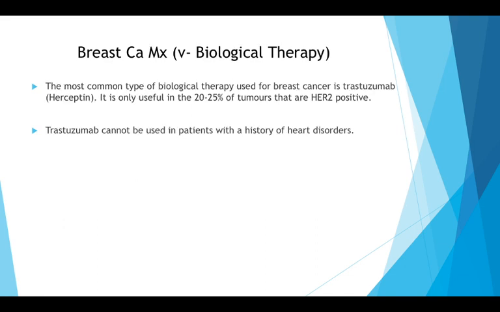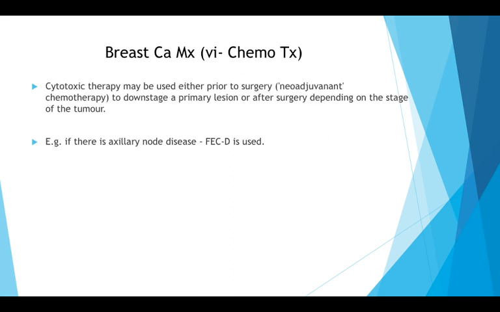And in terms of biological therapies, one common one is trastuzumab, which is often used in those with HER2-positive breast cancers. However, trastuzumab is contraindicated in those with cardiac disease. And the final treatment modality is chemotherapy. It can be used prior to surgery to downstage a lesion or post-surgery as well.